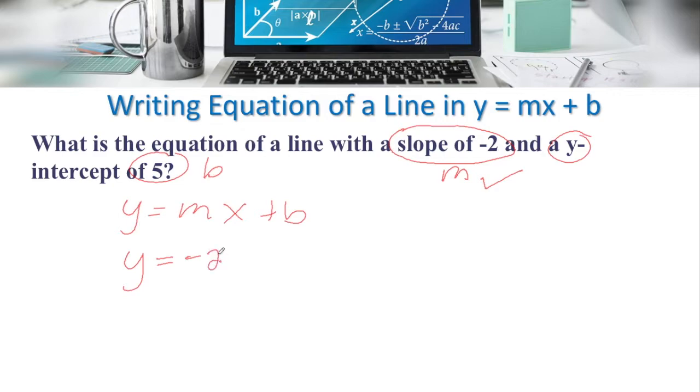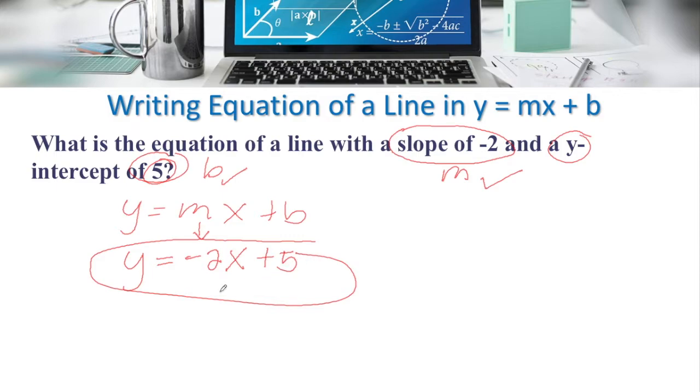So we will just plug in -2 for m and rewrite x, and then b. The sign of b is positive, so that will be plus 5. So the equation of a line given a slope of -2 and y-intercept of 5 is y equals -2x plus 5.